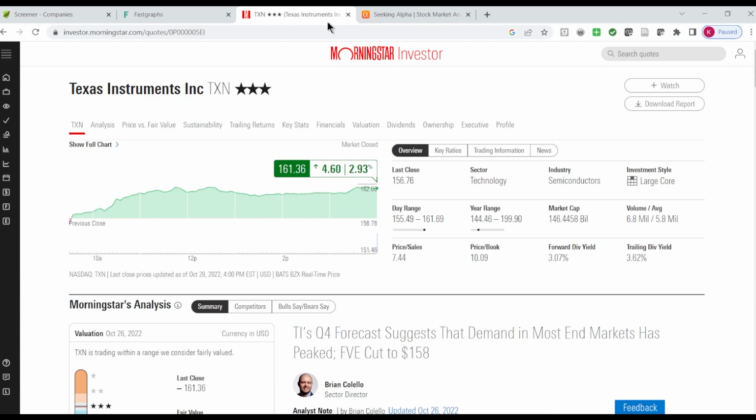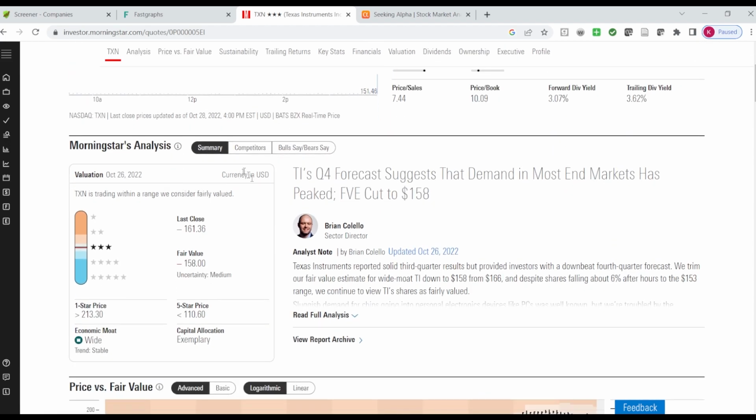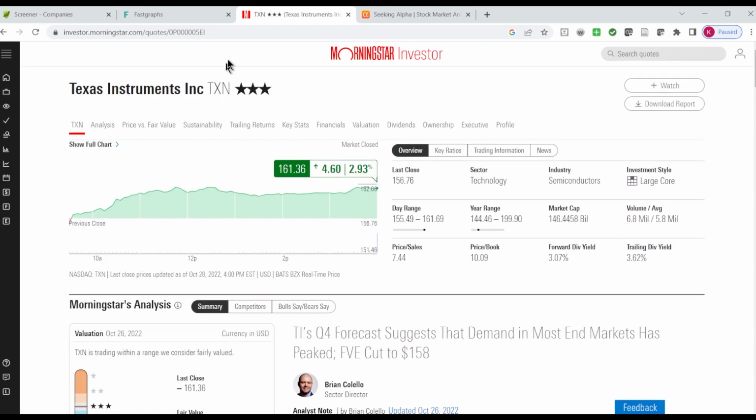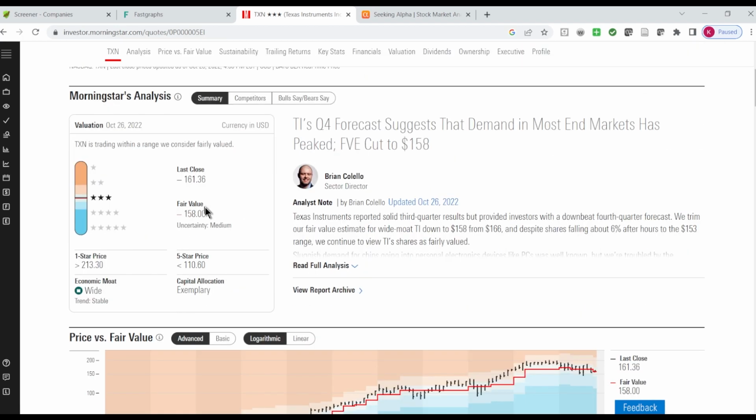This is the number 3 app that I use, 3 out of 4. And again, I have Texas Instruments pulled up here. The thing that I really like about Morningstar is a couple of things really. One is that it gives a fair value calculation. And this fair value calculation, as long as it doesn't have a Q out by the name here, is a real fair value calculation done by analysts. And in this particular case, they're saying the fair value is 158. It closed at 161.